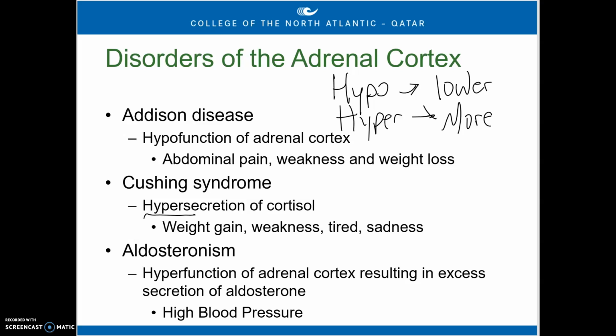And then the third condition we get down there is aldosteronism, and this is a hyperfunction of the cortex again, but we're getting extra aldosterone, and aldosterone is that hormone that regulates blood pressure, and as a result of this, we're going to see an increase in high blood pressure, and high blood pressure can cause a litany of symptoms. It can cause a lot of different things, and it can be quite negative on your overall health.